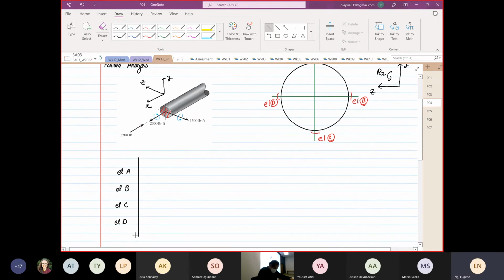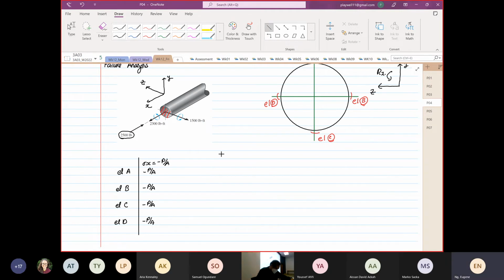So we're going to create a table, and we're going to use stress X is equal to minus P over A. Okay. So we are looking at the 2,500 over here, and all of them are going to observe minus P over A, all of them. Okay, they're all going to see the minus P over A.